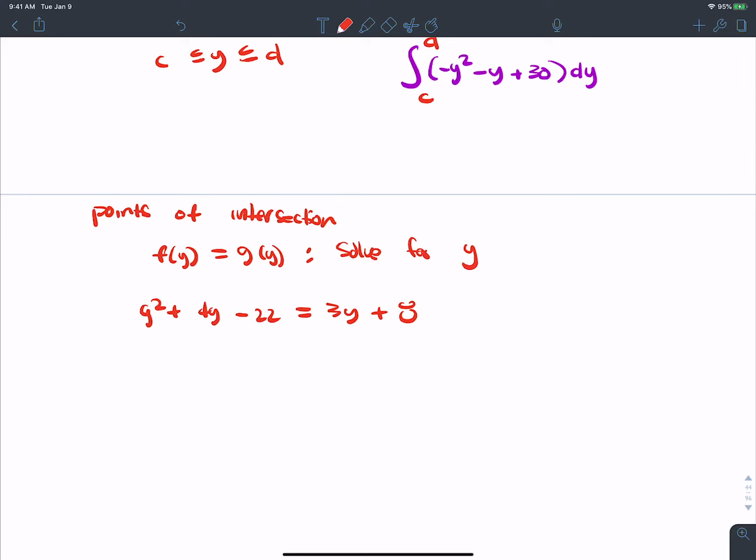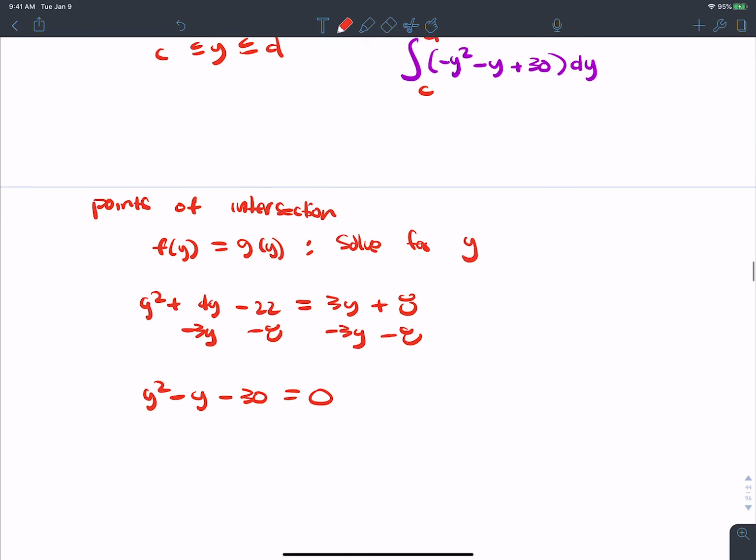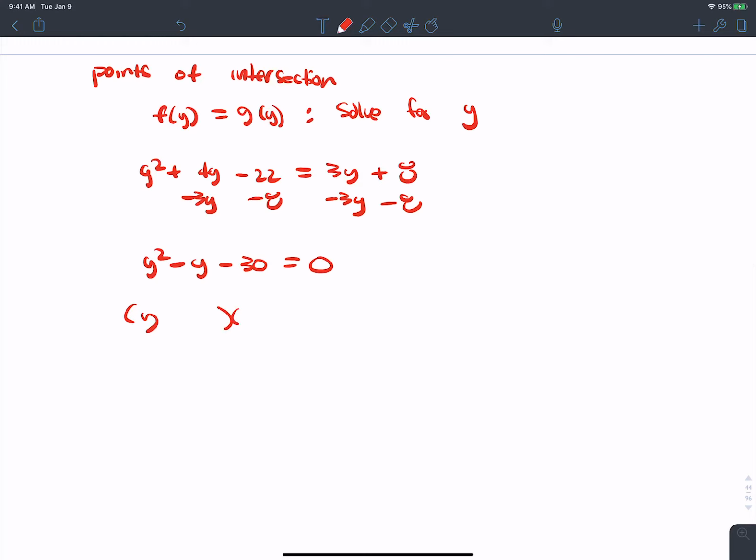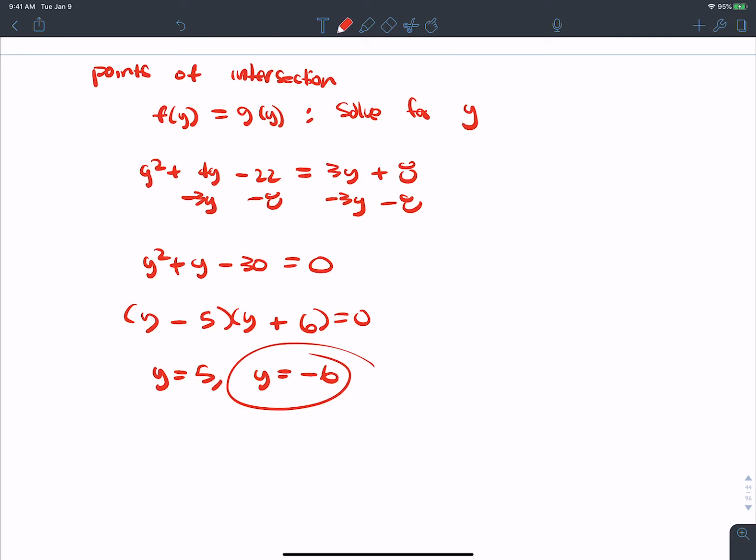So I get a quadratic equation in terms of y. I'm going to subtract my 3y from both sides, and subtract my 8 from both sides. So I'll get y squared plus y minus 30 equals 0, a quadratic to factor. 5 and 6, is that right? So it's plus 6 minus 5. Double check if we factored okay. That means y is 5 and y is negative 6. These are my two solutions.